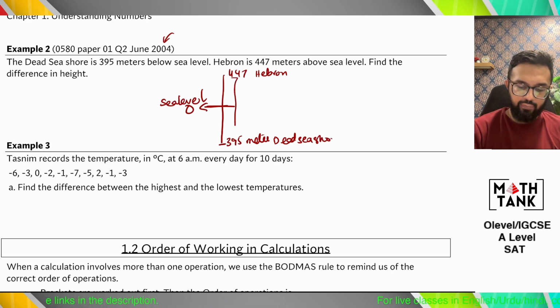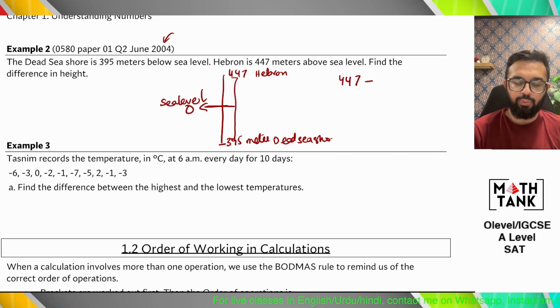So if I want to find the difference in height, it's going to be 447. For difference, you put a minus. And what do I want to subtract? I want to subtract minus 395. That becomes 447 plus 395.